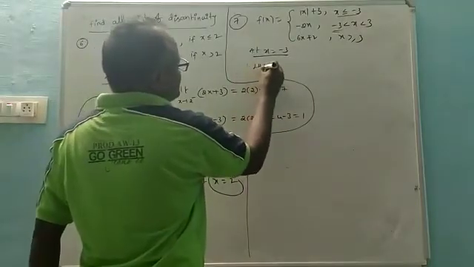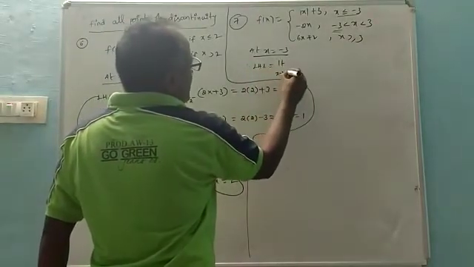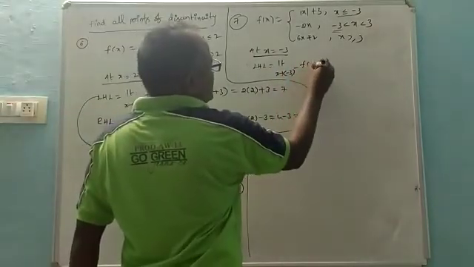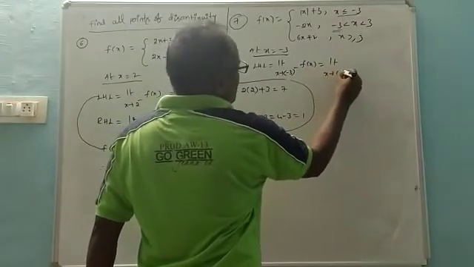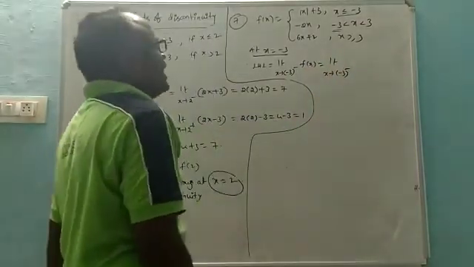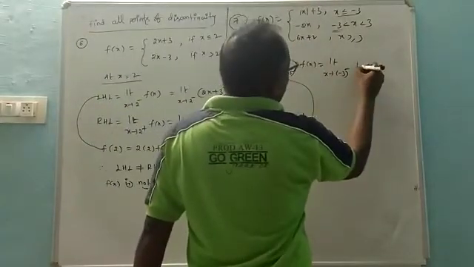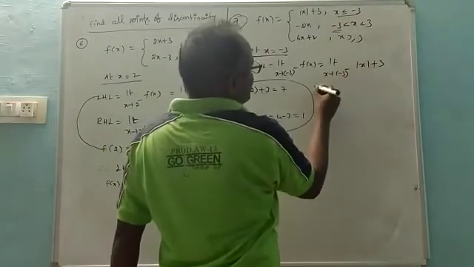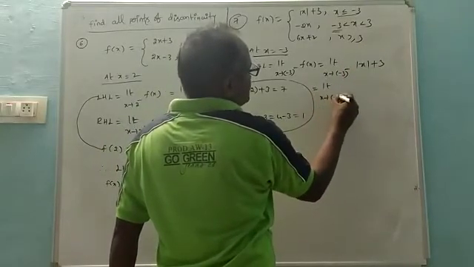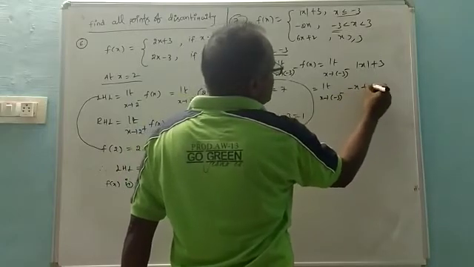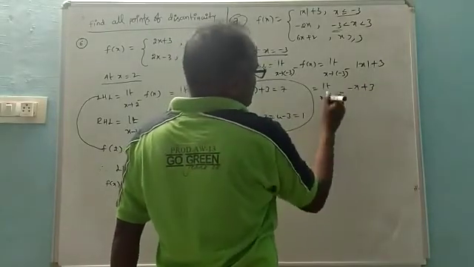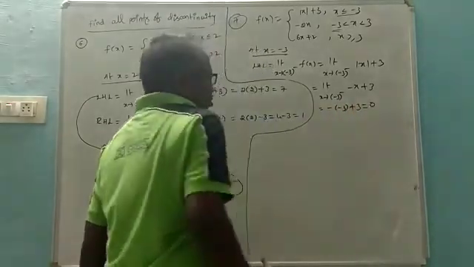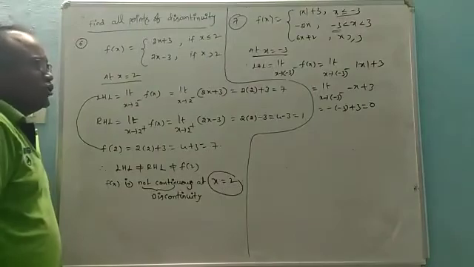Left hand limit: limit x tends to minus 3 minus of f of x. Minus 3 minus means less than. For less than, what about the function? Mod x plus 3. Whenever x is less than, mod x is negative, so the limit x tends to minus 3 minus of minus x plus 3. Substitute minus 3: minus of minus 3 plus 3. What about the value? The value is 0.